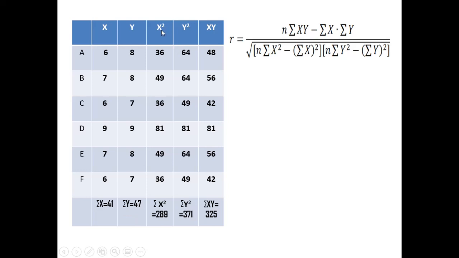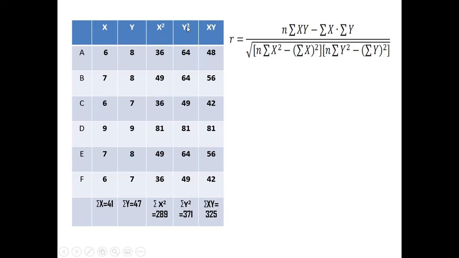And then, summation of X squared. Ano ibig sabihin ng x squared? We're going to square the x. So, 6 times 6, 36. 7 times 7, 49. 6 times 6, 36. 9 times 9, 81. And 7 times 7, 49. 6 times 6, 36. Kaya nalagyan natin tong column na to.